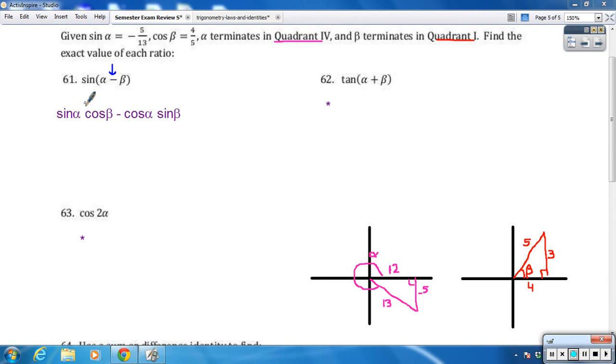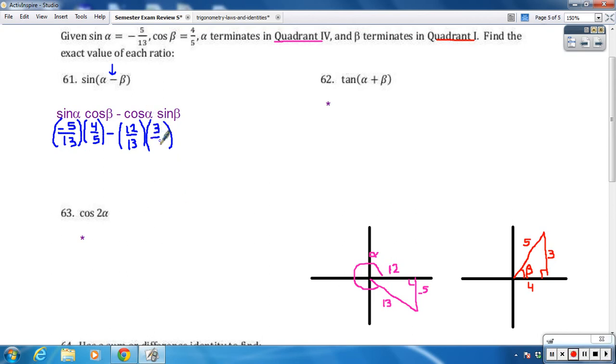Now all I have to do is use my triangles to substitute in the sine or cosine ratio appropriate for each one. Sine alpha we already were given as -5 over 13, and cosine beta is 4 over 5, so I'm going to plug those in. I'm going to get the cosine alpha from the alpha triangle that I drew. Cosine is x over r, so it's going to be 12 over 13. And the sine beta comes from my beta triangle, which is y over r, so it's going to be 3 over 5.